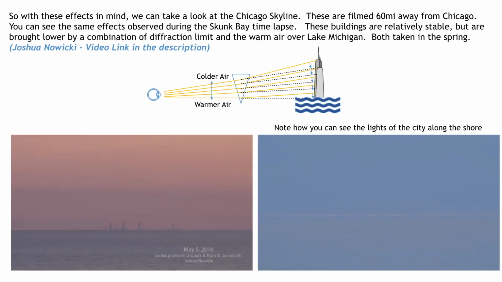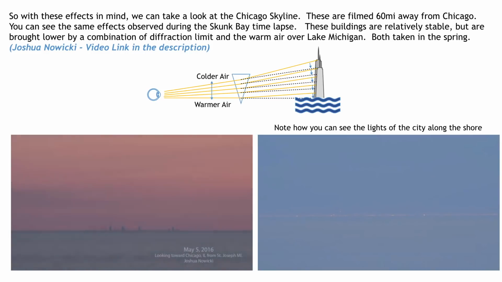So with these effects in mind, we can take a look at the Chicago skyline. These time lapses are filmed 60 miles away from Chicago. You can see the same effects observed during the Skunk Bay time lapse that we already showed. These buildings are relatively stable, but are brought lower by a combination of diffraction limit and the warmer air over Lake Michigan, both taken in the spring. So we'll play these time lapses and you can see this effect. You've brought these buildings lower essentially by a combination of diffraction and upward refraction.